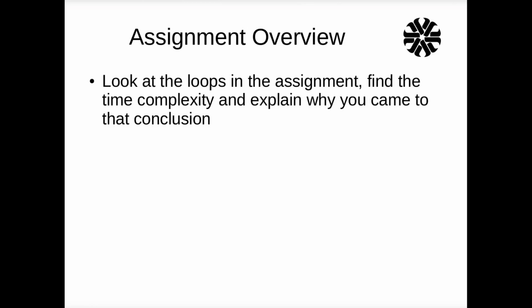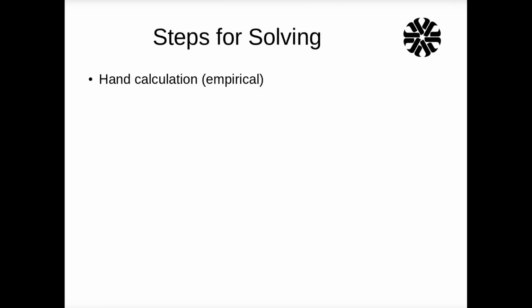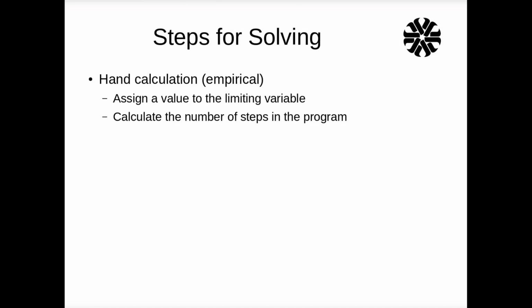So I wanted to give you a way to help you understand how to calculate the complexity. There are essentially 2 ways. The first way is more of an empirical way, basically a hand calculation. First, you assign a value to the limiting variable. You need to find out which variable for the particular algorithm is the one that limits it. It's usually the number of counts you do. So in image processing, it'd be the number of pixels or something like that.